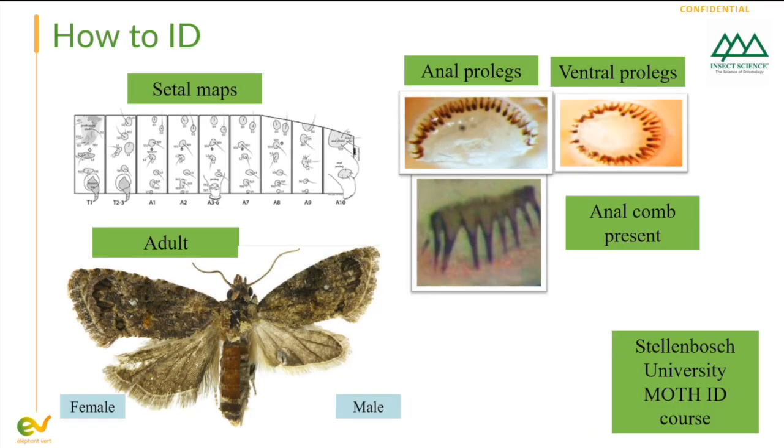So before we go into the management of a pest, we first need to understand how to identify it. So the two stages that we'll be dealing with mostly are larvae and the adult moth.